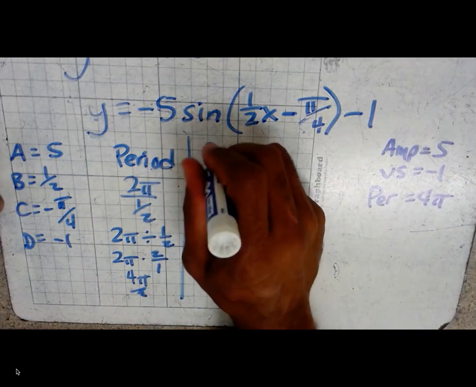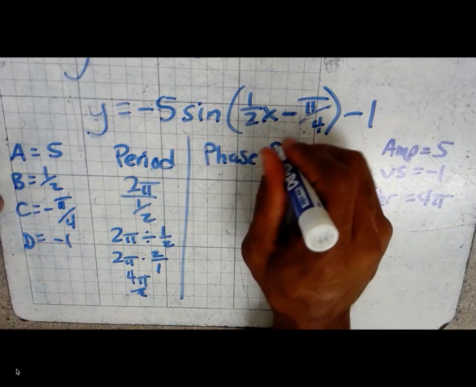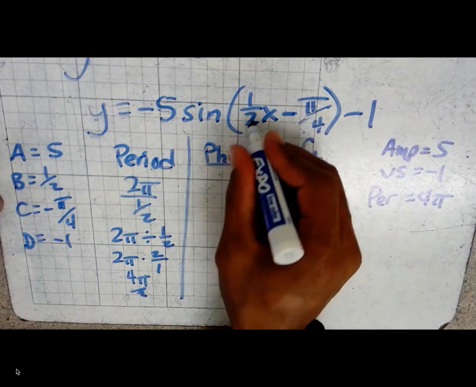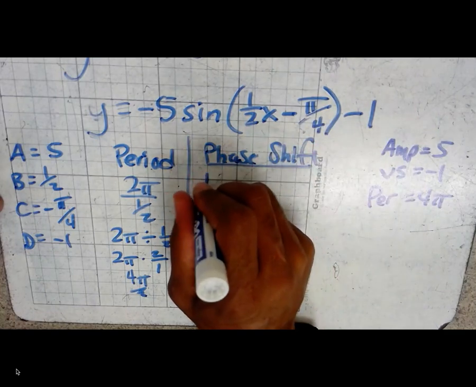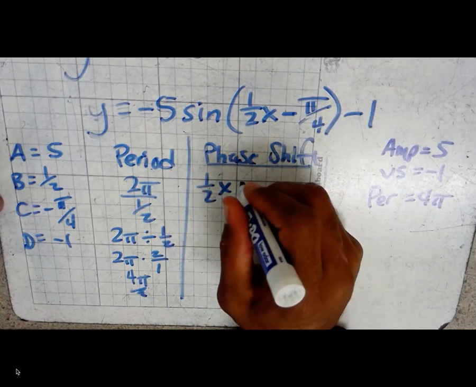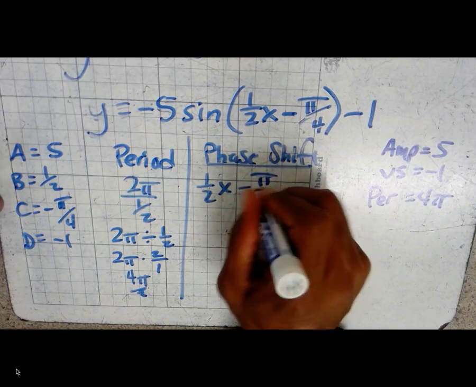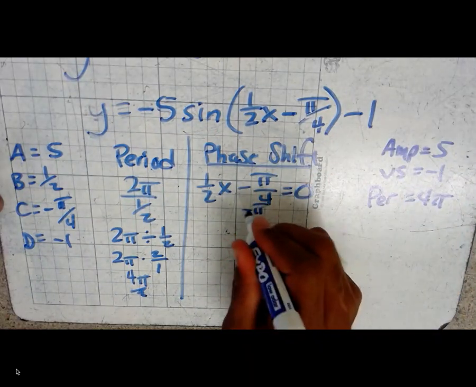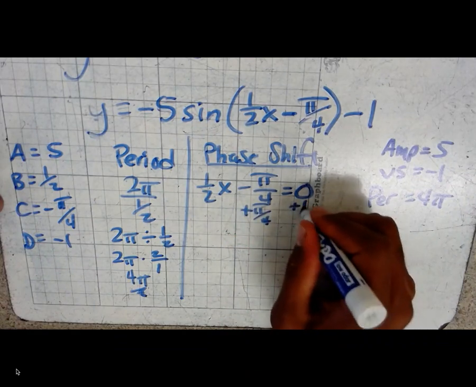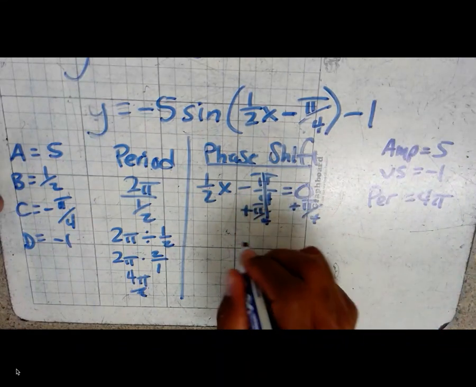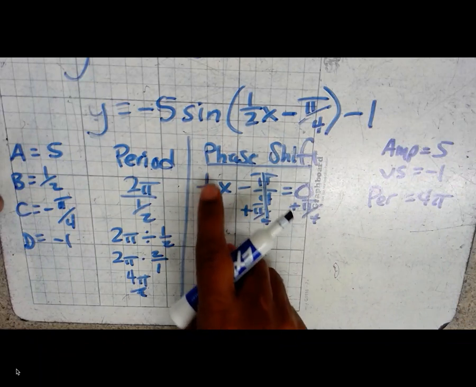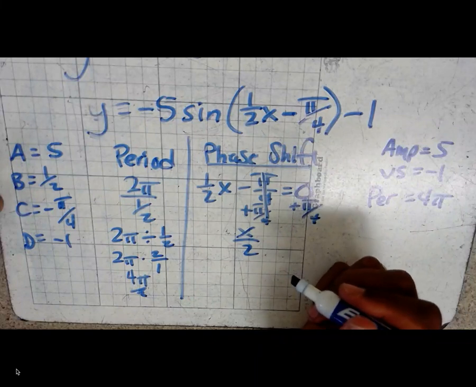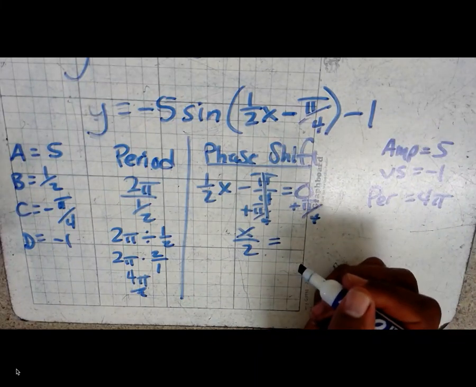Okay, now the phase shift. Remember we take this part of the equation and set it equal to 0. So that'd be x over 2 minus pi over 4 equals 0. All right, so first thing I want to do is add pi over 4 to both sides, just like I added pi to that other equation. And notice it says 1 over 2 times x. I can also write that as x over 2 for ease of solving equations. Kind of makes things a little bit easier.